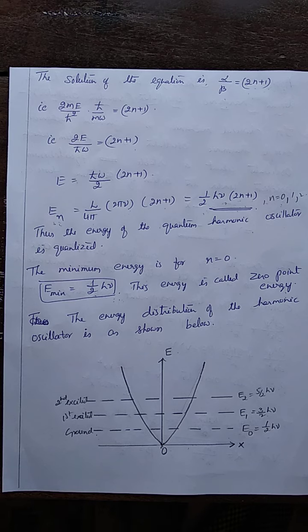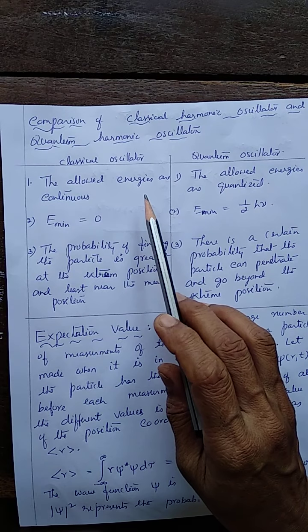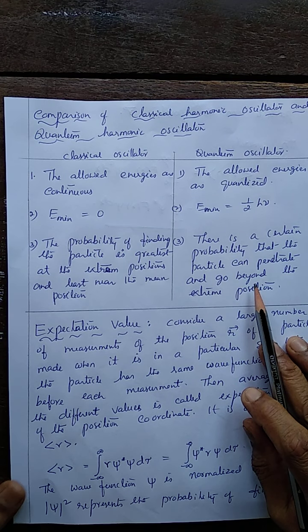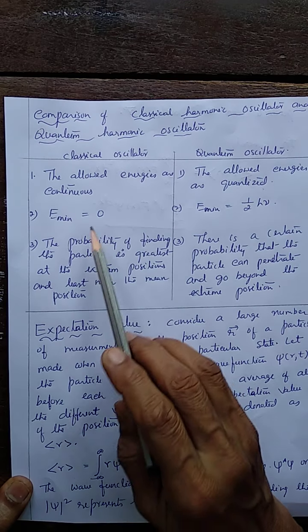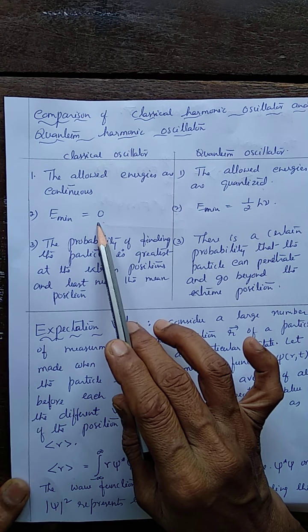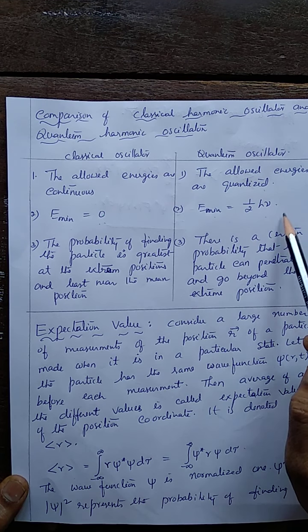Now, if you compare the quantum oscillator with the classical harmonic oscillator, the first difference between them is the allowed energy levels. For a classical oscillator, the allowed energy levels are continuous, but for a quantum oscillator they are quantized. For a classical oscillator, the minimum energy is 0. It can have 0 minimum energy, but for a quantum oscillator, the minimum is half h nu.